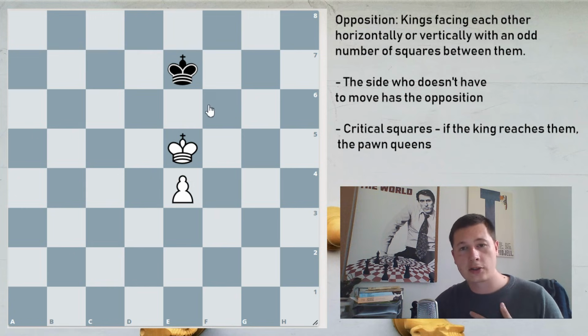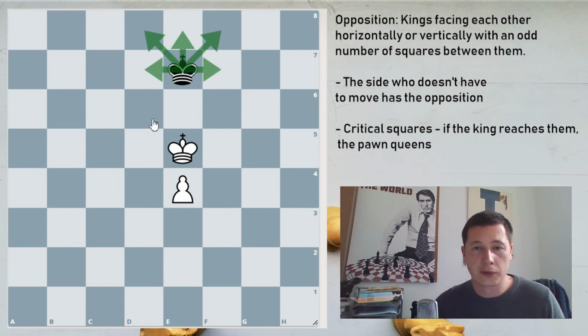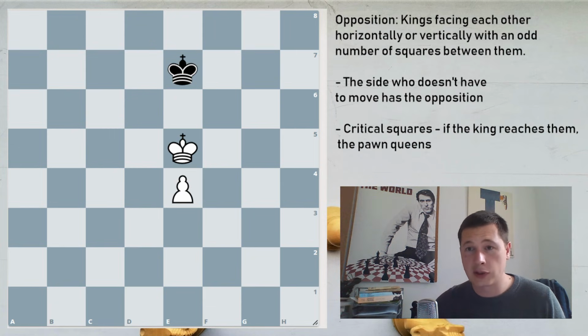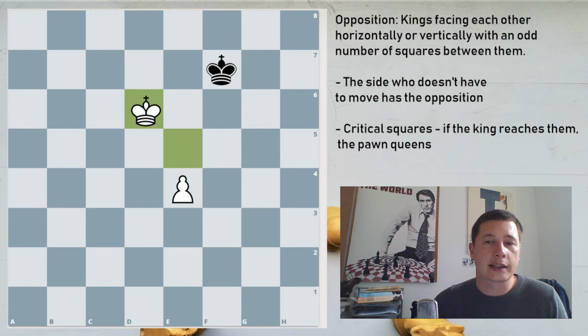So white has the opposition, black has to move his king away. Wherever he moves his king, all 5 possible moves leave one empty square. So in this position, if the king goes to d7, what is the correct move for white? Taking one of the critical squares, king f6. If after the starting position the king goes to f7, then king d6. Why is this winning? Let's continue the position.